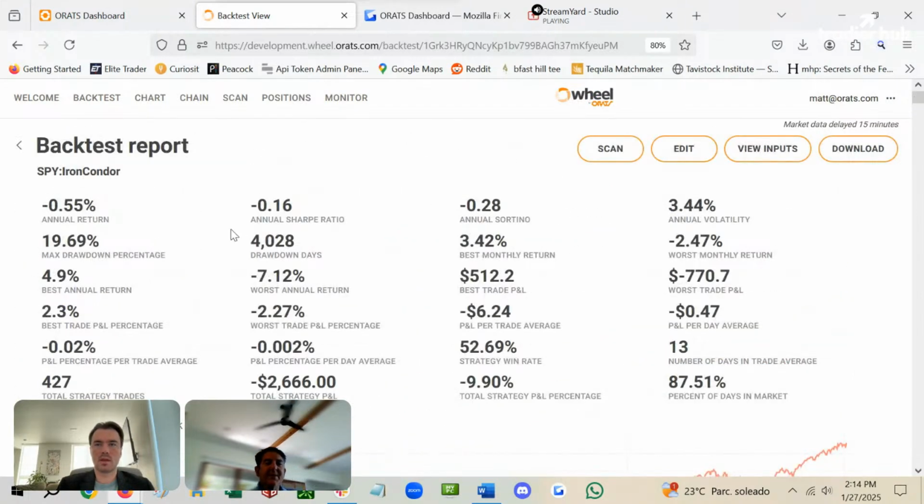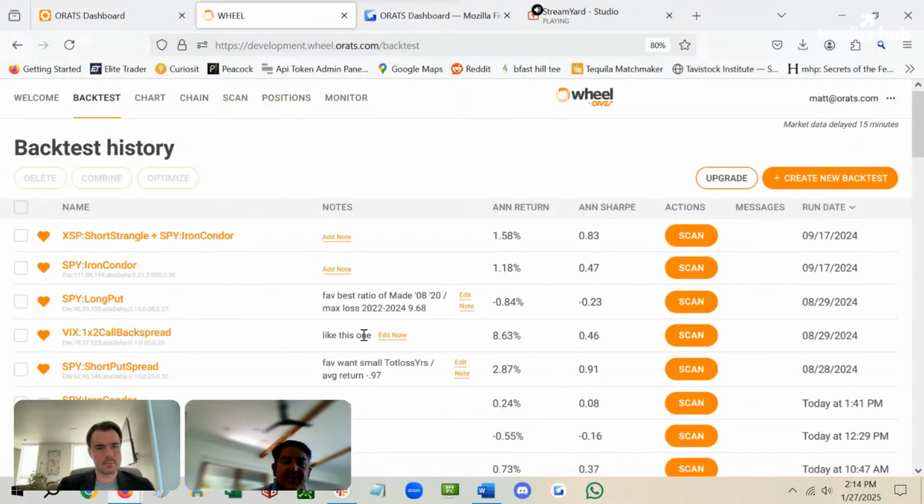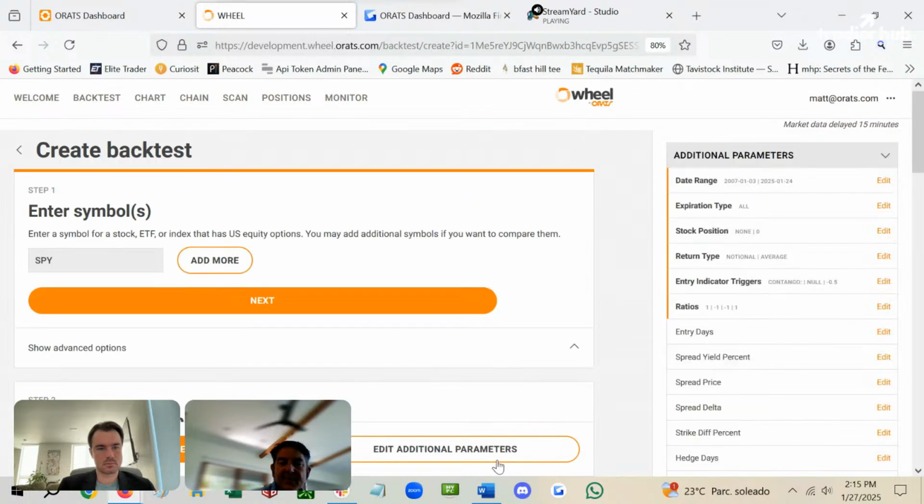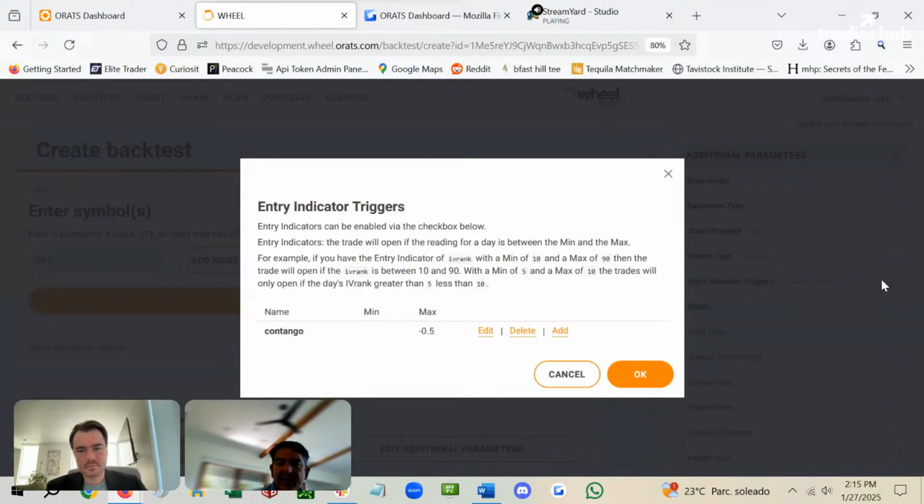But what we wanted to see is, can we improve this diagonal if we add something? So what we could do is go in and edit this and show you that our entry trigger is now a contango with a maximum of negative 0.5. So it's right about where it is now. Does that make sense, Tyler?